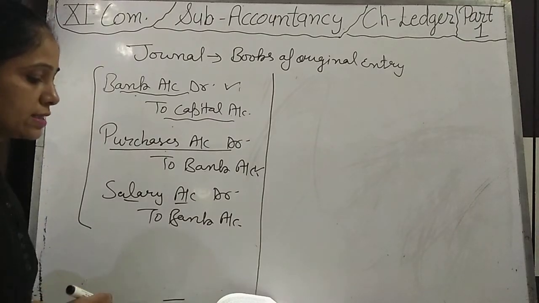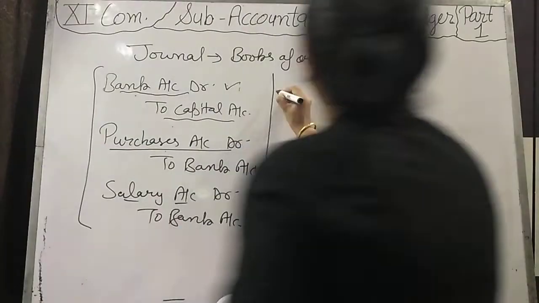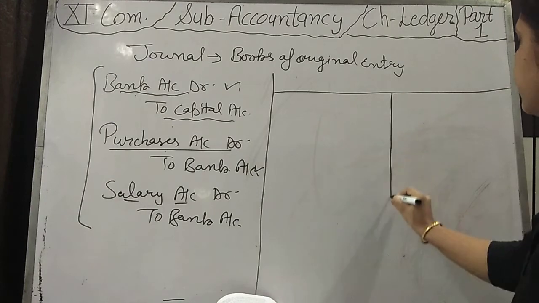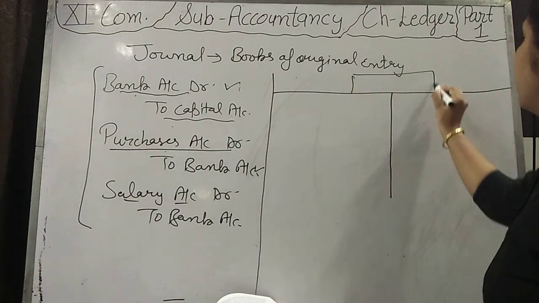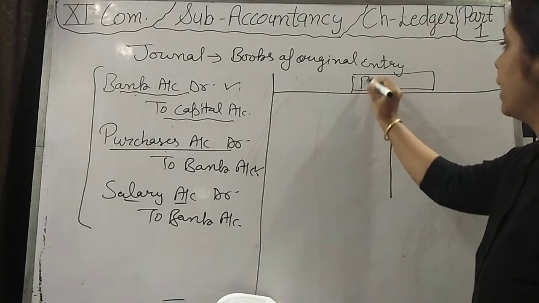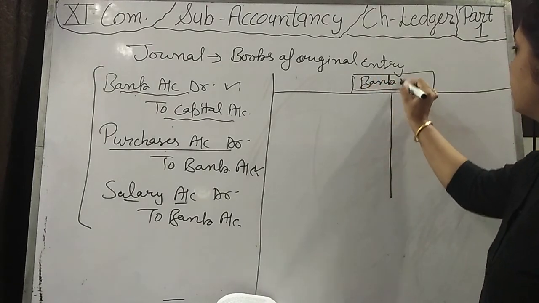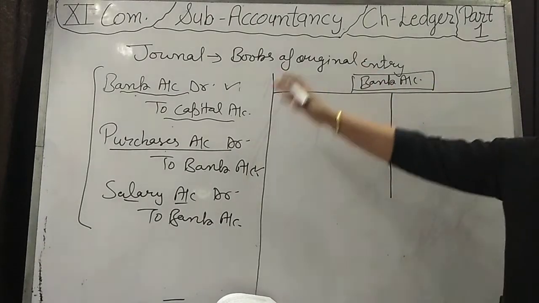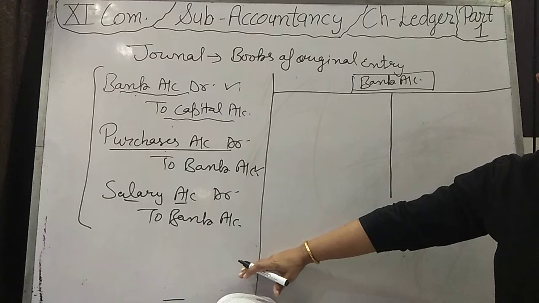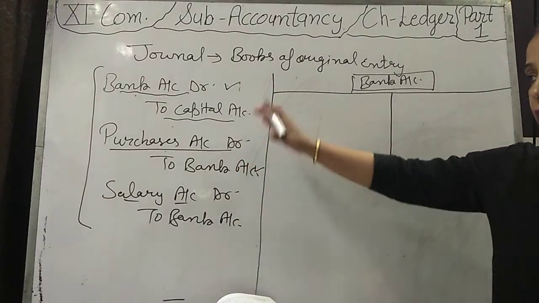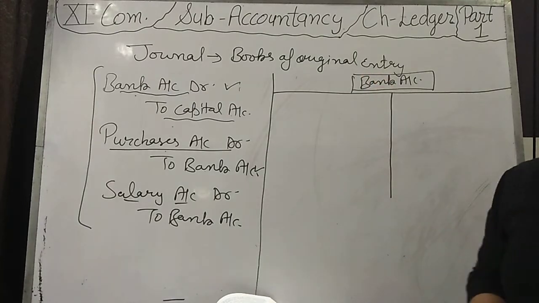Okay, so what is the proforma of ledger? This is a T shape. In center we will write the name of the account, which account we are making, bank account. So don't be afraid, there are so many accounts. Like we have passed 10 journal entries. If all the accounts are debited, credited separately, then we will make 20 accounts.